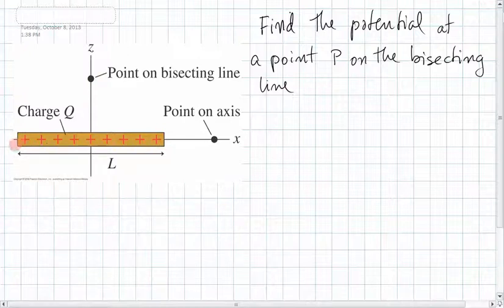So this is a linear problem, a linear object, and therefore we need a linear density of charge, so let's define lambda, the linear density of charge, as Q divided by L.